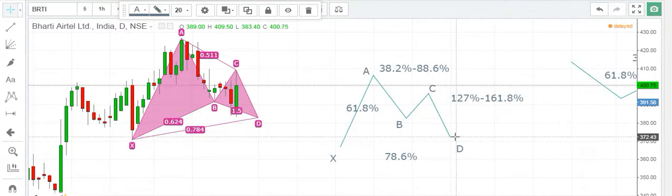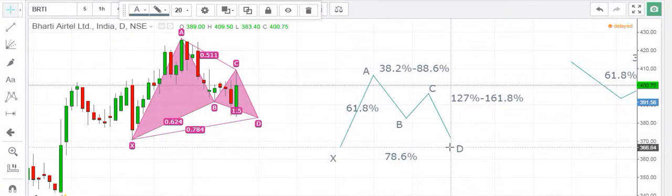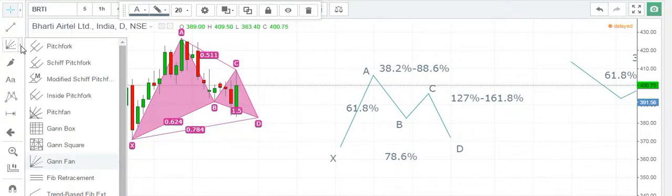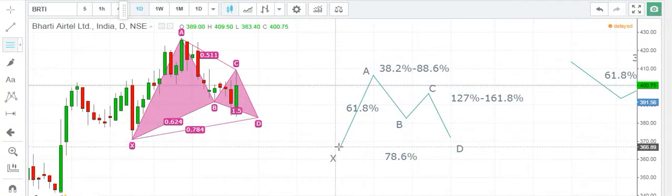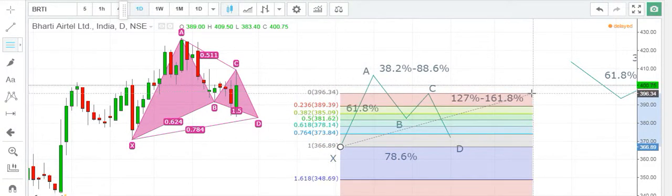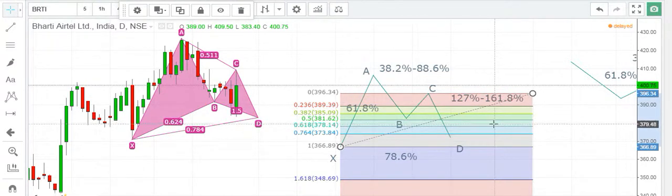Now, once the stock has reached D, the 78.6%, this will be your entry point. You enter at this point. You keep the stop loss at X, a few pips below X. This will be your stop loss, and our targets are given by the Fibonacci retracement of X to C. So the first target will be the 61.8% retracement of X to C, which is 378.22. The second target will be 381.62, and the third target will be 385.09.